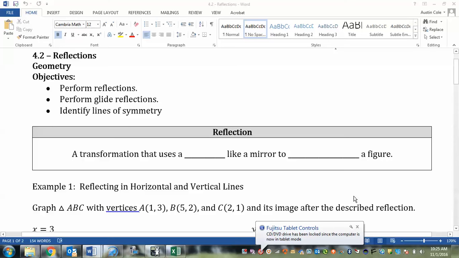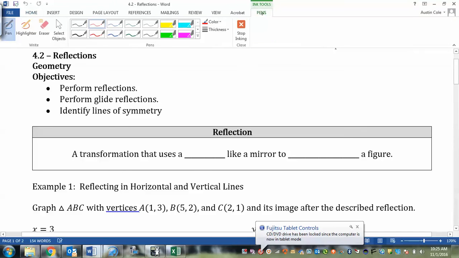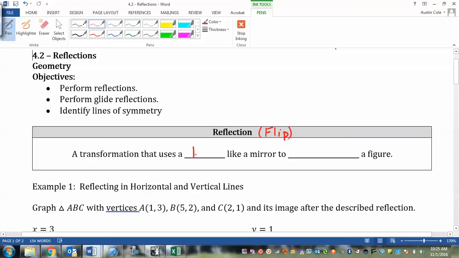Well, reflection, what's another word for reflecting? Mirror, I would agree there. Any others? Flip. Okay? I think those two, maybe there are others out there, those two are the ones that come to my mind. So a reflection, again, is another word for a flip. It's a transformation that uses a line like a mirror to reflect a figure.